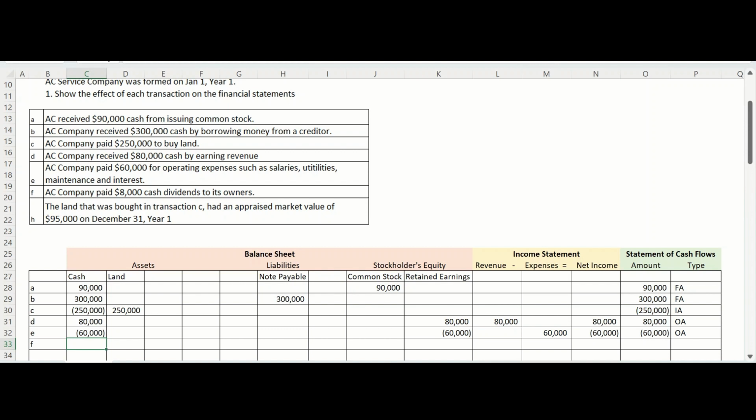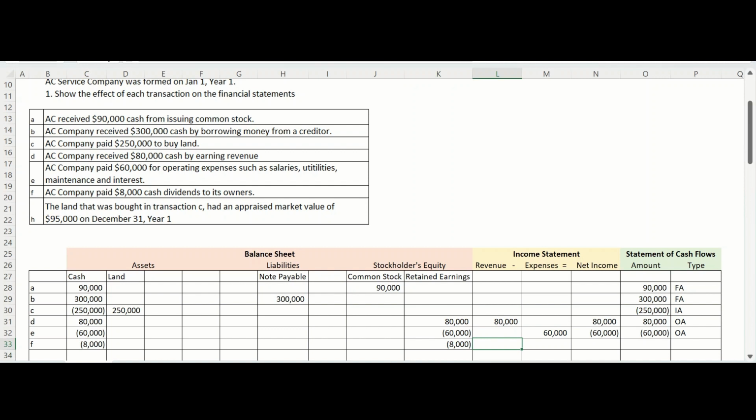Letter F, AC Company paid $8,000 cash dividends to its owners. So that means $8,000 of cash is going out. So that's a negative $8,000 on the cash asset account on the balance sheet. And then the $8,000 are paying dividends. And dividends, as we learned last week, affect retained earnings. And similar to operating expenses, they have a negative impact on retained earnings.